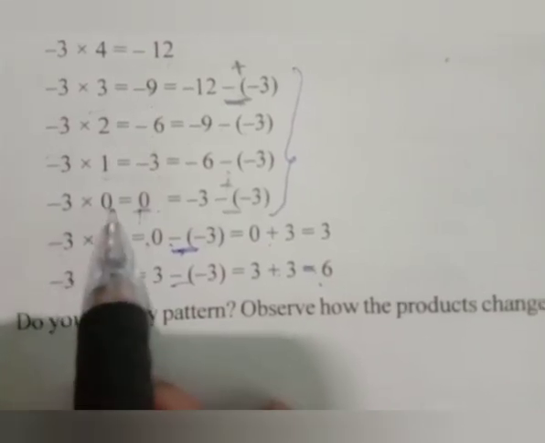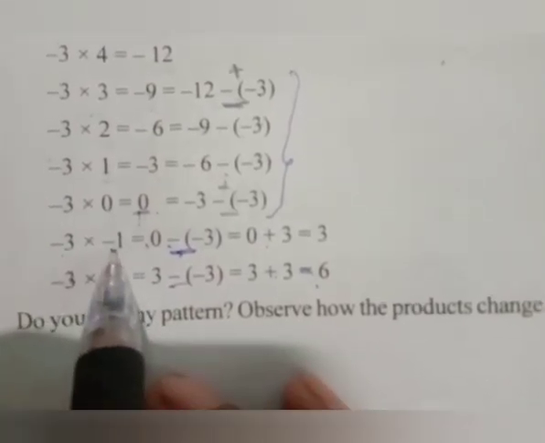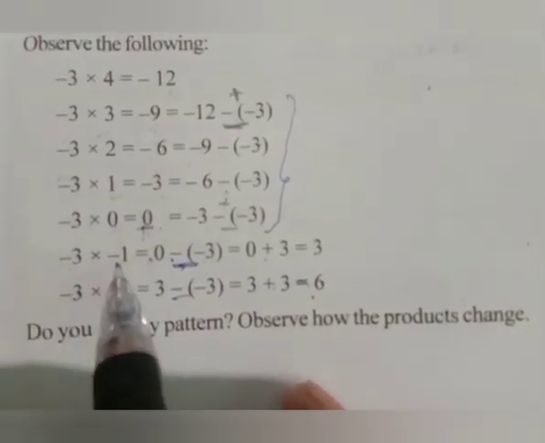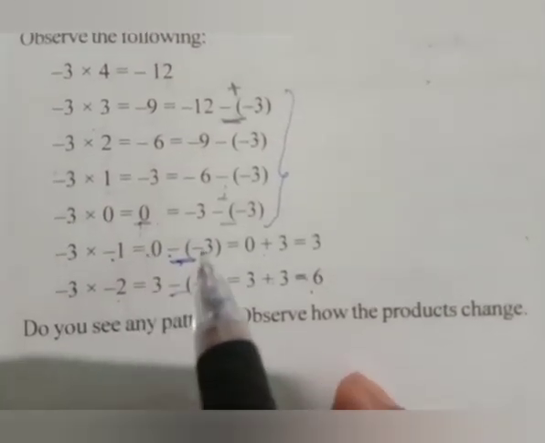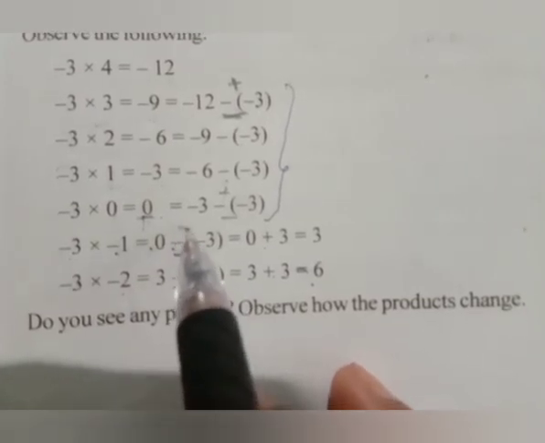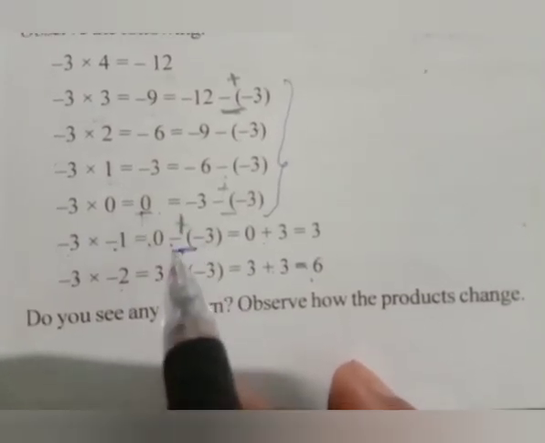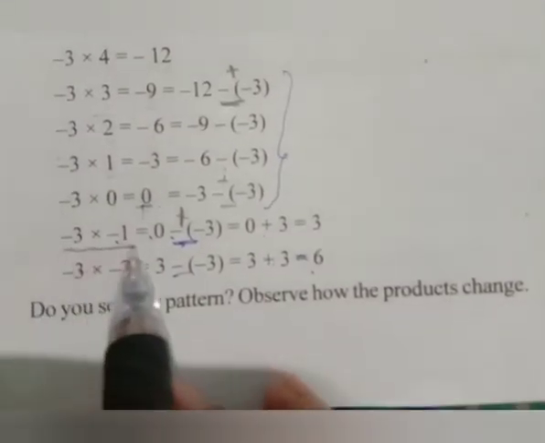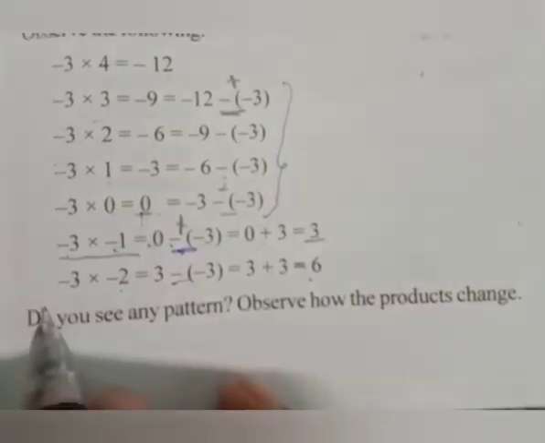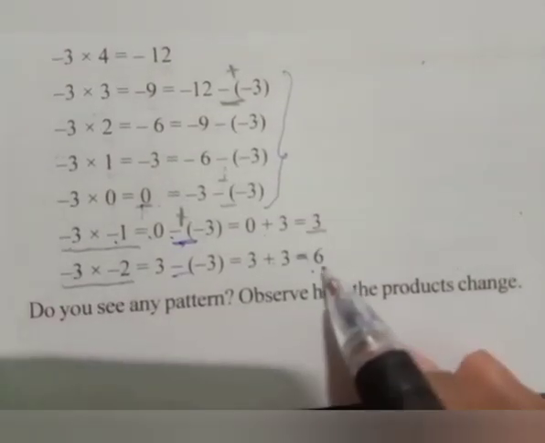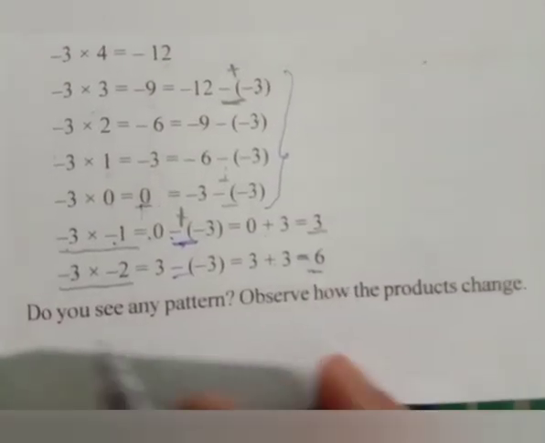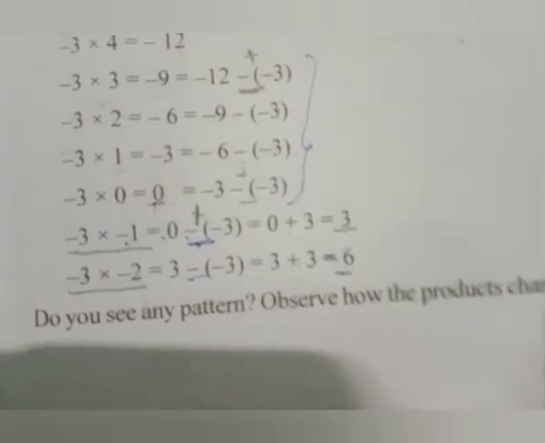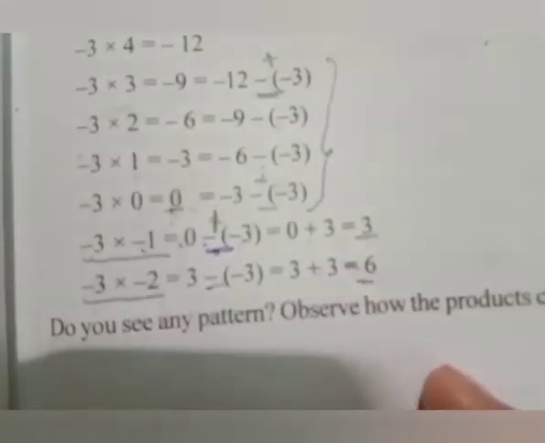Now minus 3 into minus 1. How does it become positive? 0 minus minus 3 becomes plus, so we are getting positive 3. So we can say negative 3 into negative 1 is positive 3, and negative 3 into negative 2 is positive 6. We have seen the pattern over here, and how the products change.